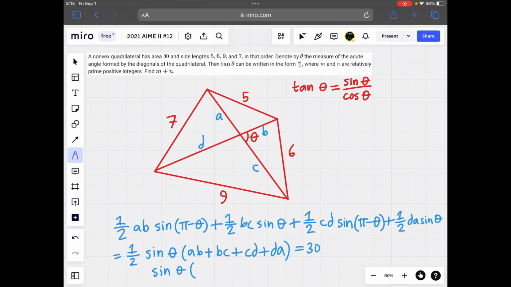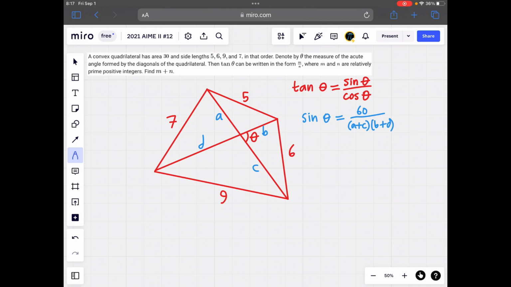So sine theta times AB plus BC plus CD plus DA, which is just A plus C times B plus D, is equal to 60. And so we know that sine theta equals 60 over A plus C times B plus D.